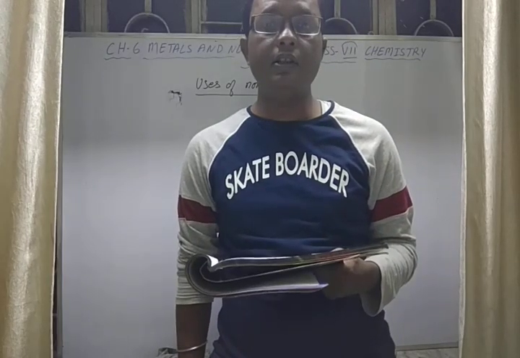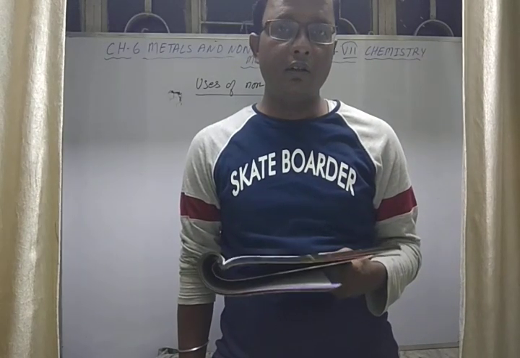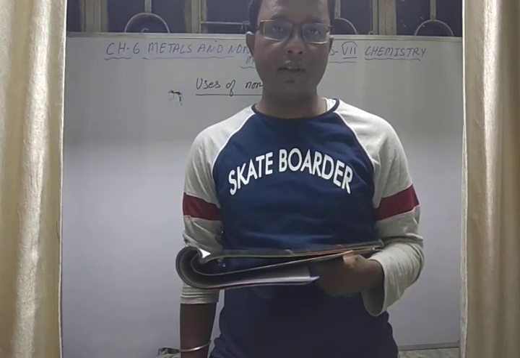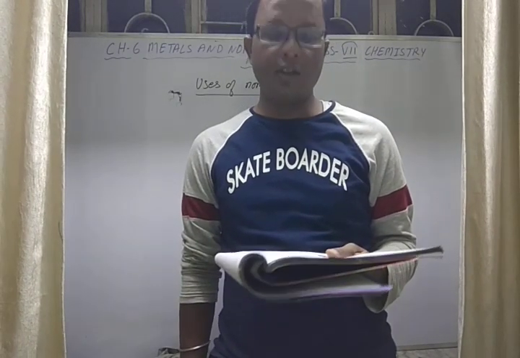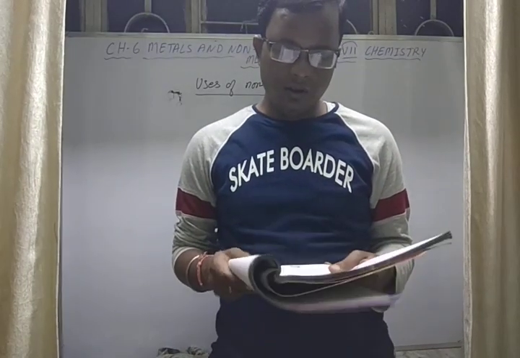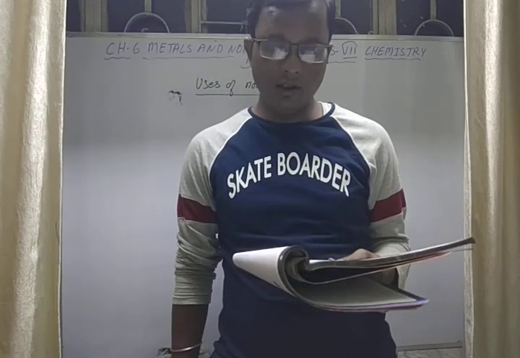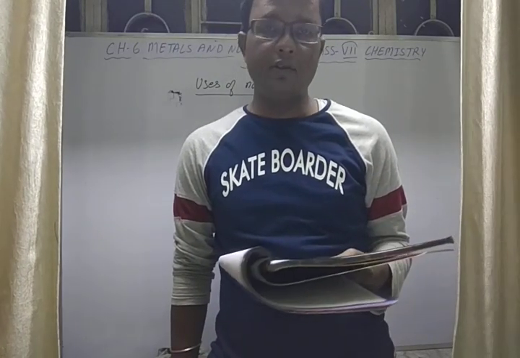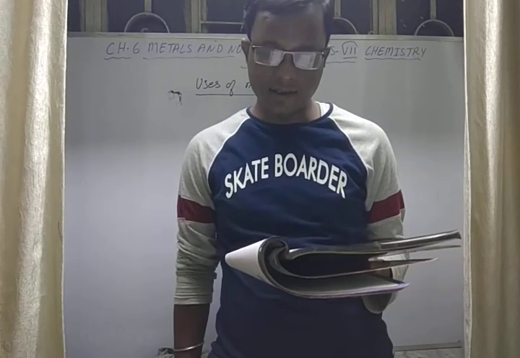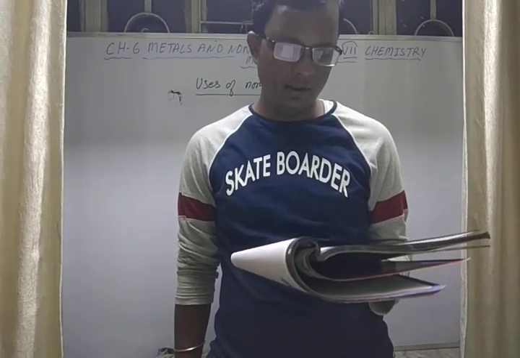Next is the diamond. It is also another crystalline form of carbon. All of you know it is the hardest known substance. It is very sparkling and shiny, so it is used as jewelry. Low quality diamonds are used for cutting glass, drilling and grinding purposes.